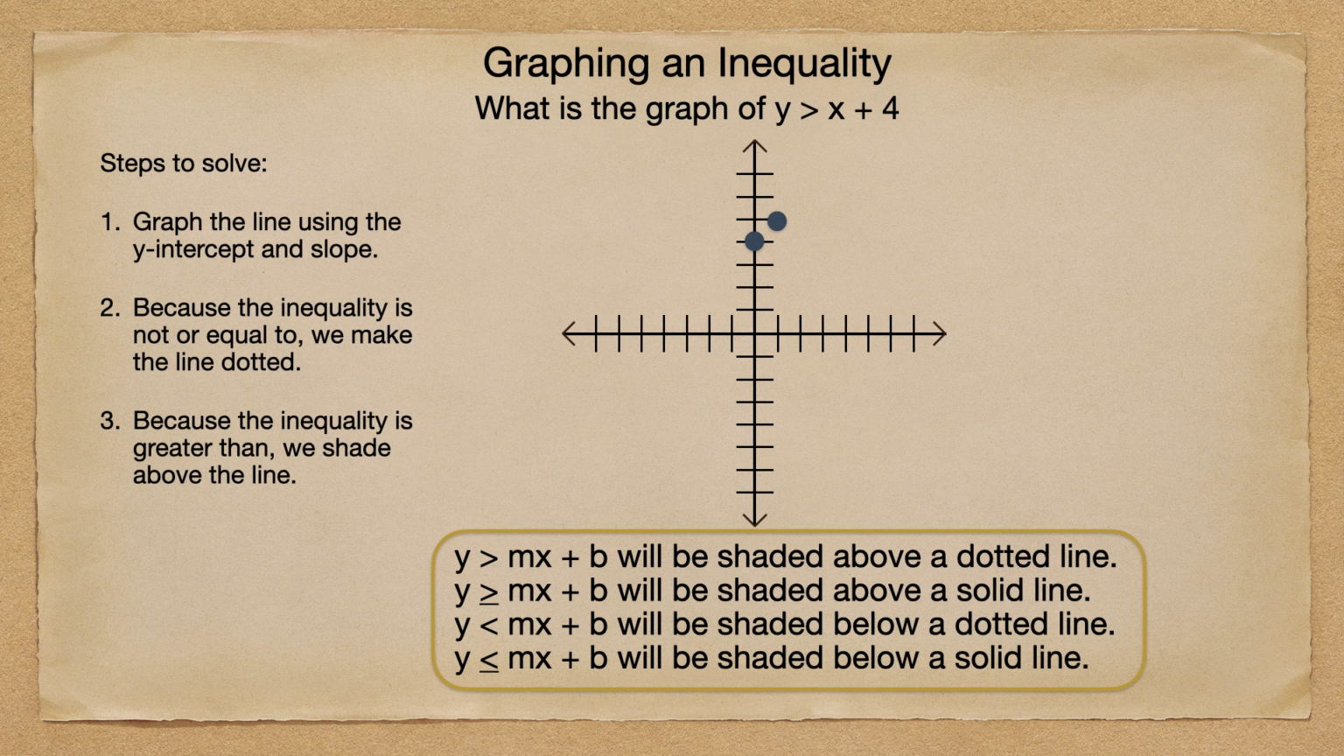Because the inequality is not "or equal to," it is just greater than, this is going to be a dotted line. If it was "or equal to," it would have been a solid line. Because the inequality is a greater than symbol, y is greater than, we want to shade above the line. If y was less than the rest of the inequality, we would be shading below.